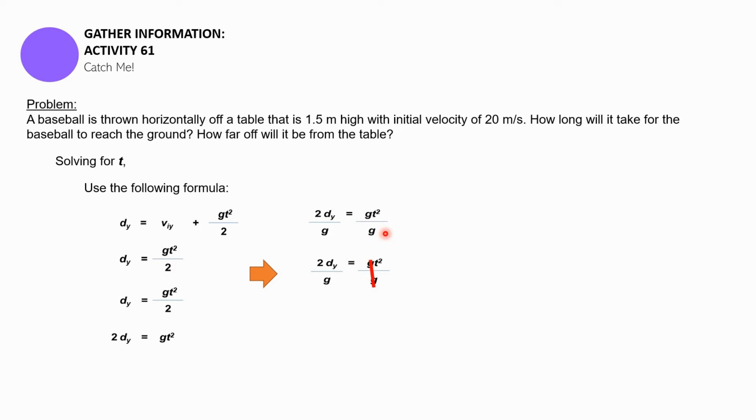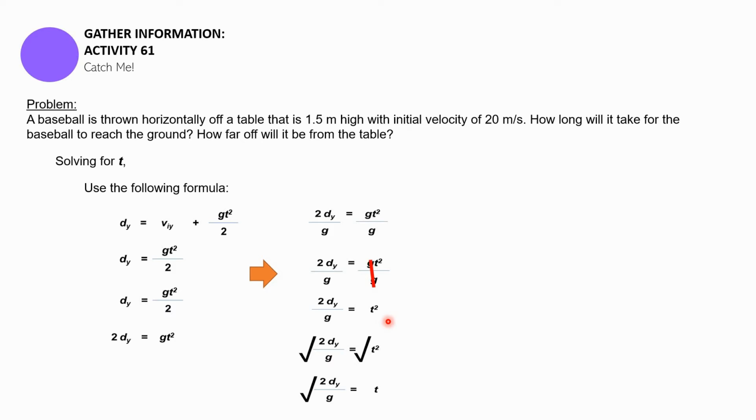of the equation property. No, this property of equation. Now, whatever you do on one side, you have to do it too on the other side, such as when you divide g from one side, you have to divide it from the other side. And since you have like terms, the numerator and denominator, you can just cancel that out. And then, since there's nothing here, you can just let it be. So, you will be left with t squared is equal to 2 dy over g.